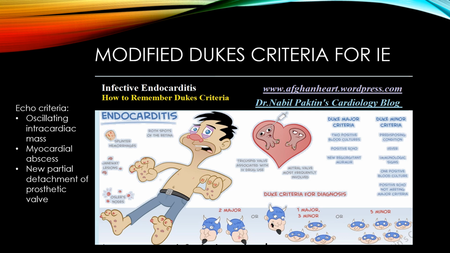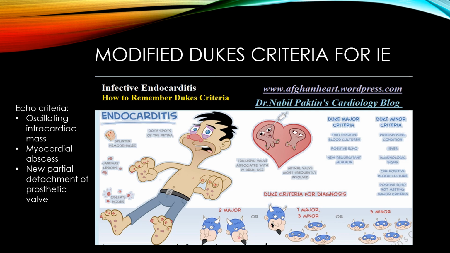Right here, Duke's major criteria, 2 positive blood cultures. So typically 2 out of 3 positive blood cultures, positive echo. And so the major criteria for those echo I have listed over here. So that could be an oscillating intracardiac mass, a myocardial abscess, a new partial detachment of a prosthetic valve. So it's important to keep in mind, these are the major criteria on an echo. There'll be a whole bunch of other minor ones, which we're not going to get into right now. And then again, any new regurgitant murmur. So those are your 3 major criteria. So any 2 of those, all right, will meet the Duke's criteria.